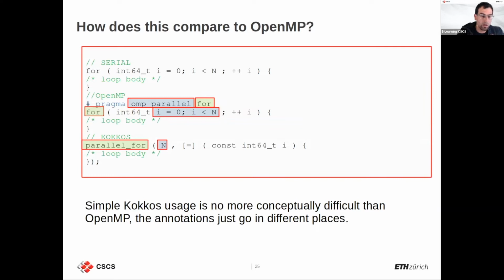So if we compare the three versions, we have the serial one we have seen before, OpenMP, where we simply add the pragma for a simple case, and then Kokkos. As you see, Kokkos usage is no more conceptually difficult compared to OpenMP. Basically, the annotation is just slightly different. So instead of the OpenMP line, you have a different name for the for, and the iteration count is the first value. Then the second argument is the lambda, captured by value.